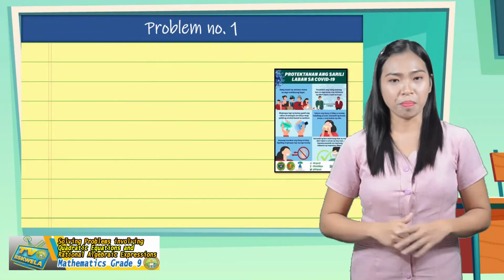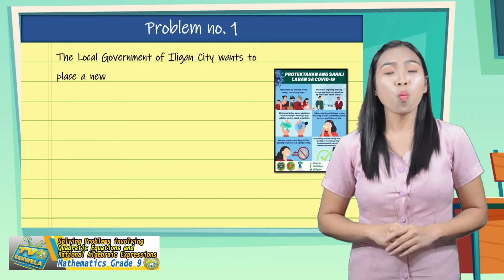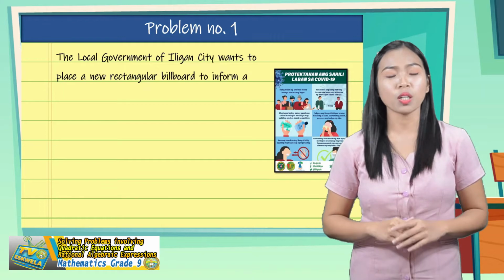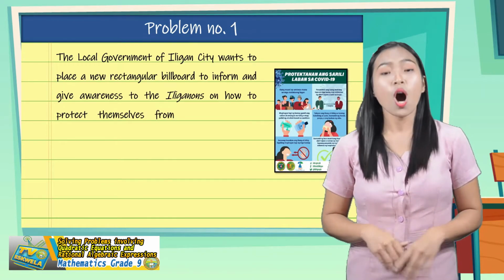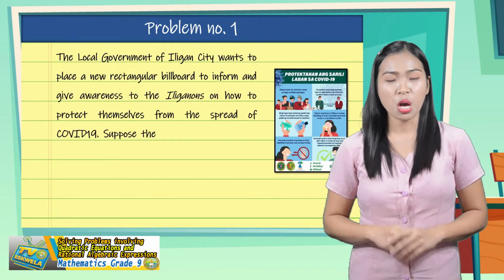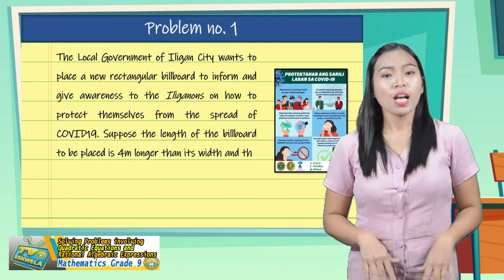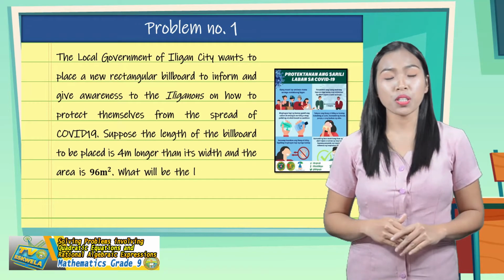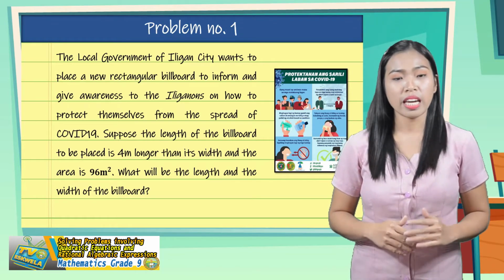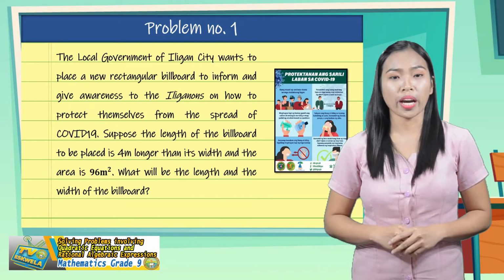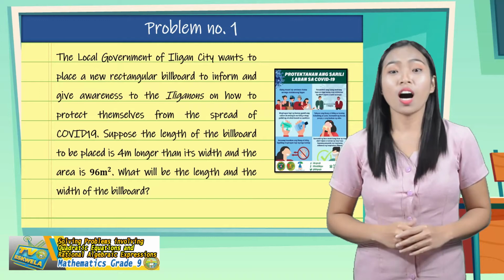Problem number 1. The local government of Iligan City wants to place a new rectangular billboard to inform and give awareness to the Iliganons on how to protect themselves from the spread of COVID-19. Suppose the length of the billboard to be placed is 4 meters longer than its width, and the area is 96 square meters. What will be the length and the width of the billboard?